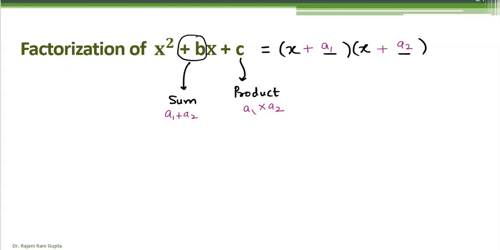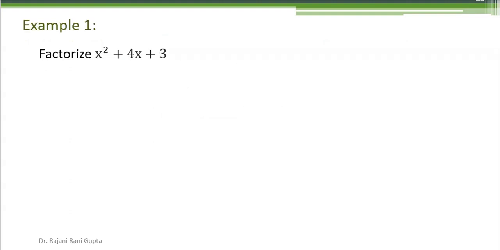Let's understand this with the help of an example. Say I want to factorize x squared plus 4x plus 3. What you have to do is write it as a product of two brackets. As you have x power 2, the first term in both brackets is x. Also, as you see here, both signs are positive, so here it should be positive.